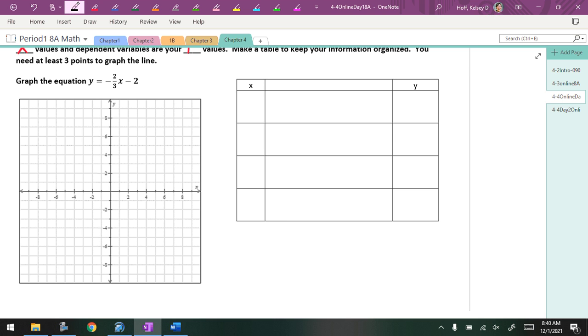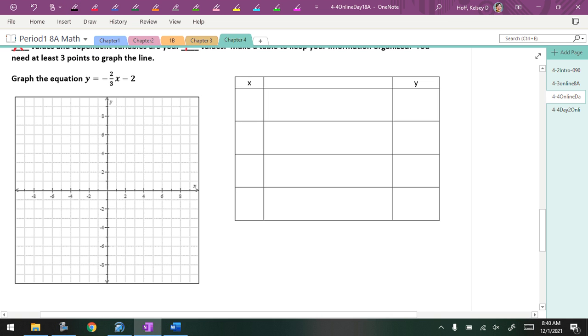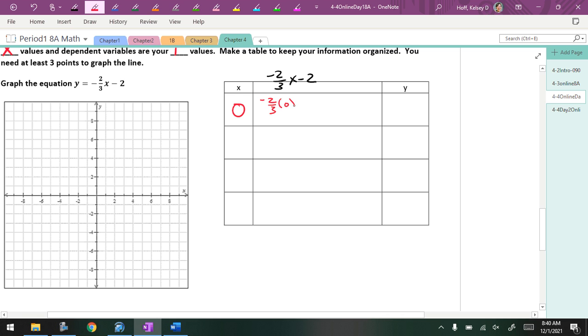What's the equation we're plugging into on this one? Negative 2/3 x minus 2. Now, Miss Hoff says she's always going to pick 0. Can we plug 0 in first? Okay. I'm always, and I strongly encourage you to plug in 0 as well. Every single time. Negative 2/3 times 0 minus 2. Are we going to multiply or subtract first? Multiply. Always multiply. Negative 2/3 times 0? 0. That's why Miss Hoff likes to pick it. 0 minus 2? Negative 2. So my point is?